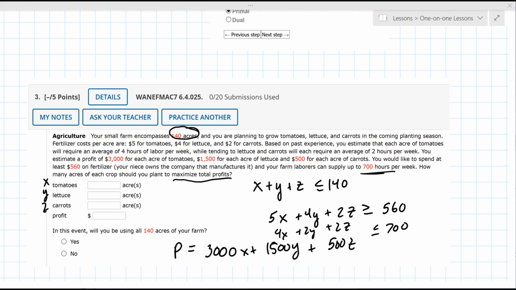I feel like that's going to create a problem, but let's see what the numbers say. Then 4x plus 2y plus 2z, 700 hours. We'll go ahead and solve that. Yeah, so that created a problem again. So weird. That's really weird. So the problem is this right here. I'm sorry, this right here. Like you would spend unlimited for this, which is really weird.